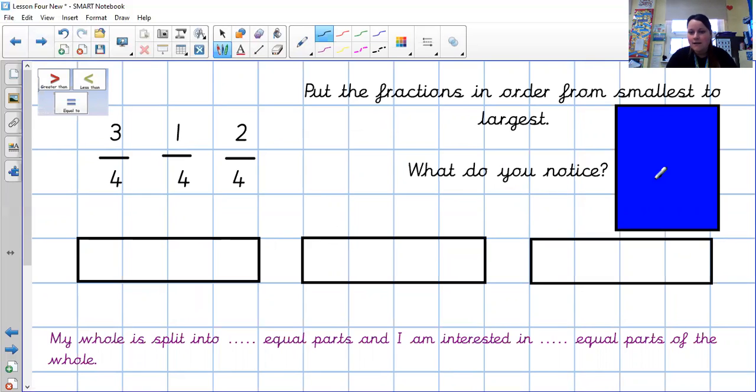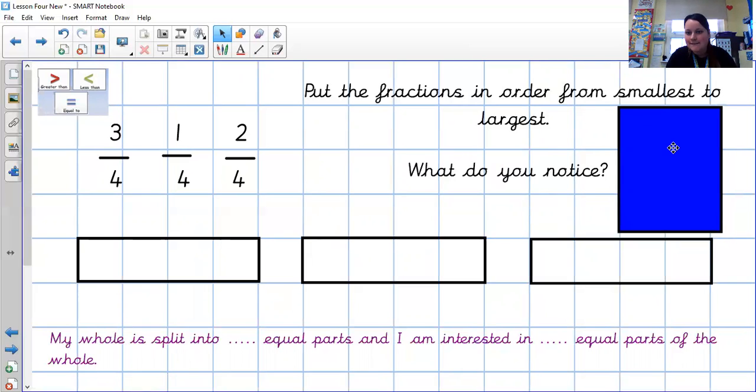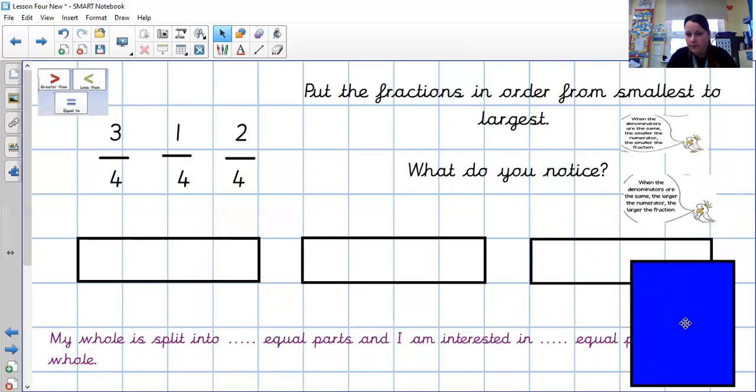So we're dividing our whole into 4 equal parts. And I've got 3 quarters, 1 quarter and 2 quarters. So if you would like to pause the video now, you could have a go at this in your book. So can you order those fractions from smallest to largest? And remember what we learnt from Coco.